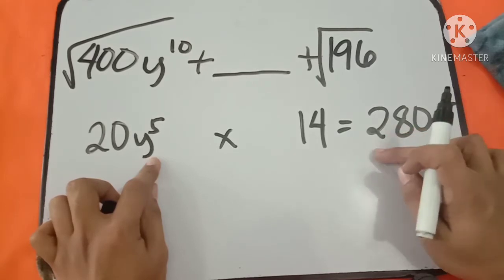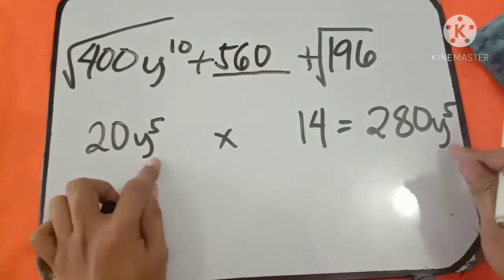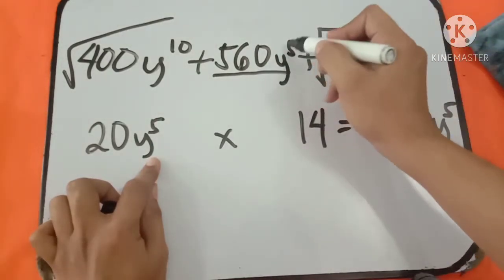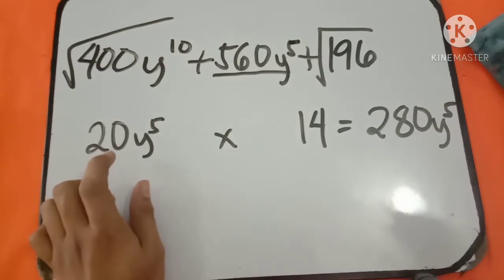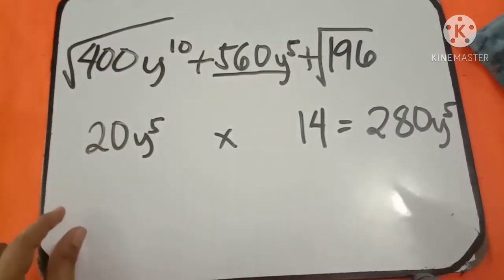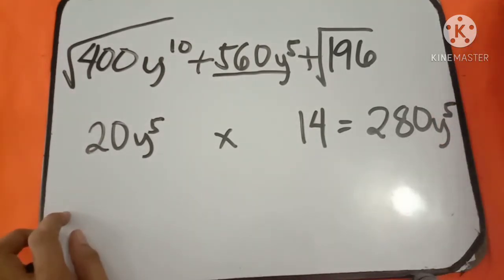280 times 2 is 560, and copy y raised to 5. So you have now the value for the middle term. I hope this is clear. Now let's come to the last term of the trinomial.